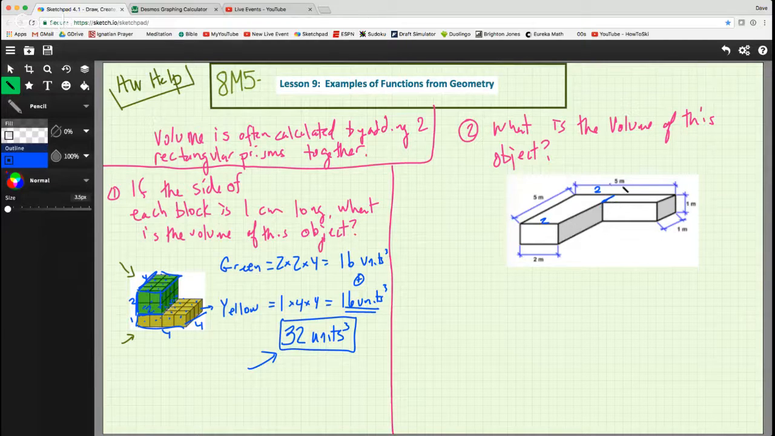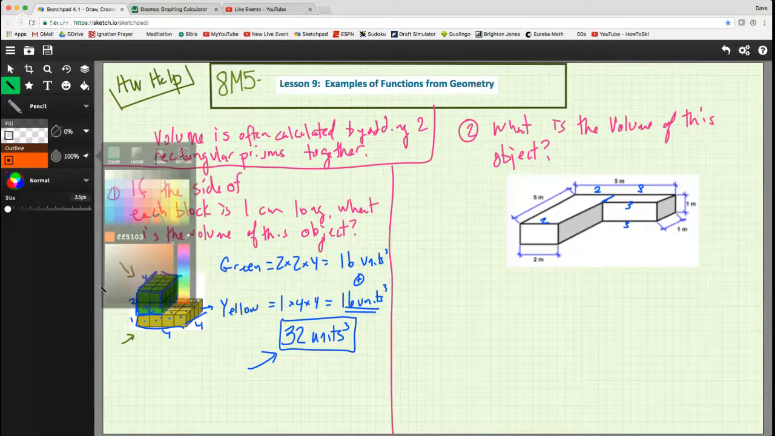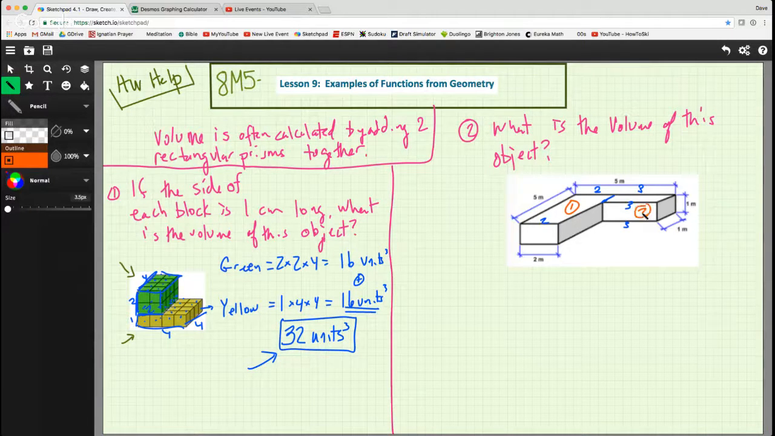So if this is 2 and that's 5, then this side must be 3. 3, and this is 3. These are all 3. That's our length. So let's look at object 1. Let's switch colors again. So this is object 1 and this is object 2. So object 1 has a volume of 2. Everything's one high. This is 1, 1, 1. So we get 1 by 2 by 5. So that is equal to 10 meters cubed.